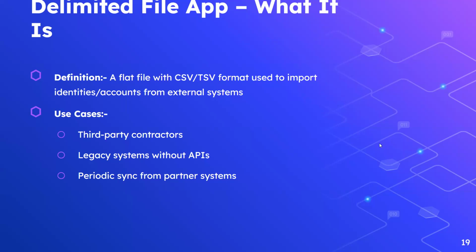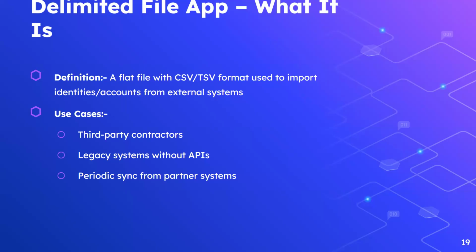Got that point? So yeah, let me understand first that one more time. A flat file, delimited file app, what it is. A flat file with CSV. What is TSV? C is comma, so T is basically, let me check, I forgot. Tab separated. Tab, yeah. What does the V stand for? Value. Comma separated value, tab separated value.